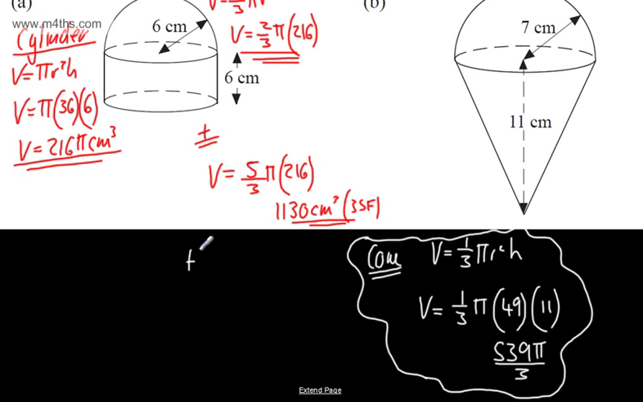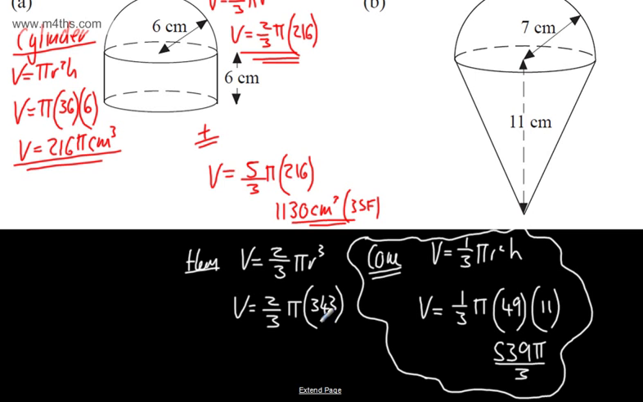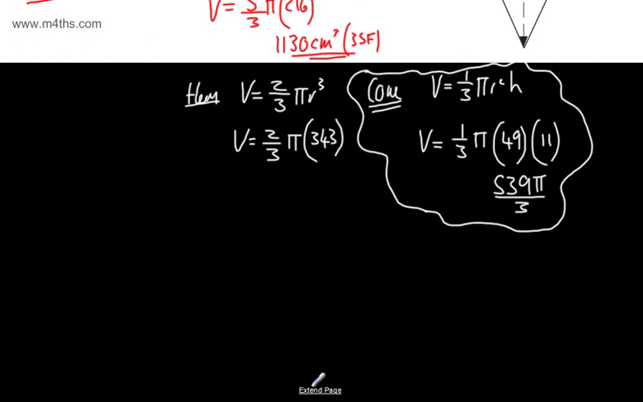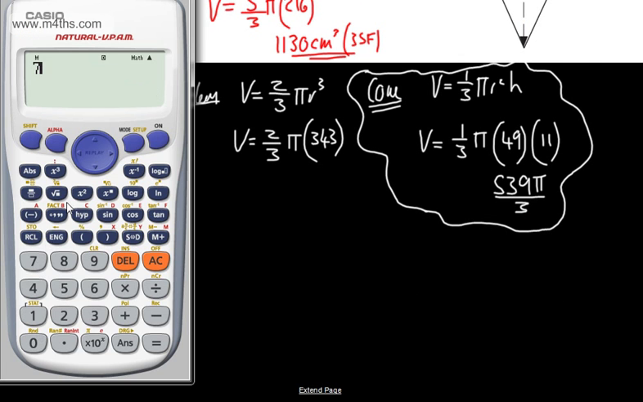So with the hemisphere, let's just write this here, we know that this is going to be 2/3 pi r cubed. The volume of the sphere is 4/3. This is 2/3. So we can say it's 2/3, and then we're going to have pi multiplied by 7 cubed. 7 cubed is going to give us, what, 343. Okay, so let's go ahead and just put that in the calculator. I'll just check that my brain isn't going nuts. 7 to the power of 3 should give us 343.